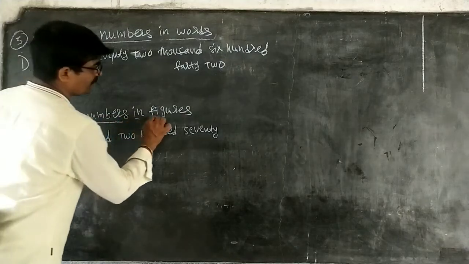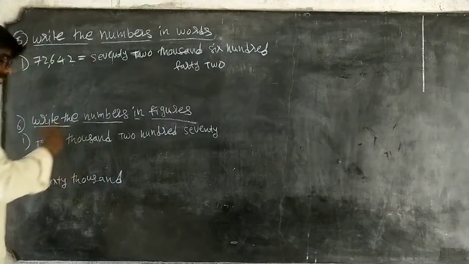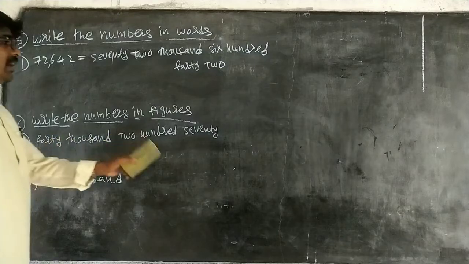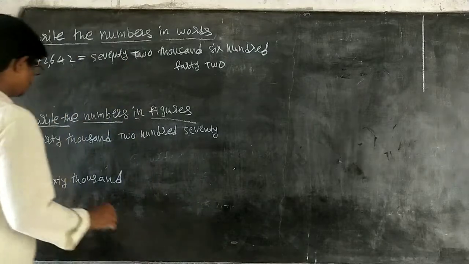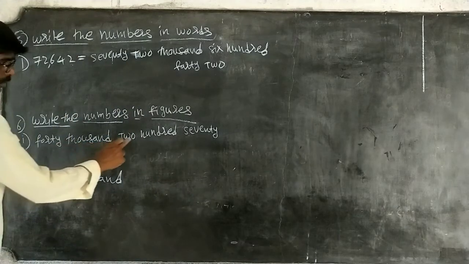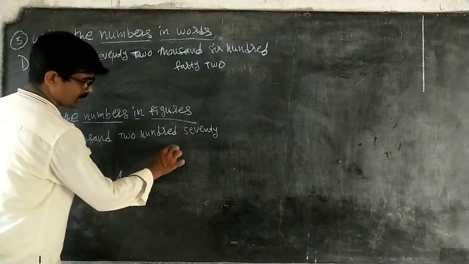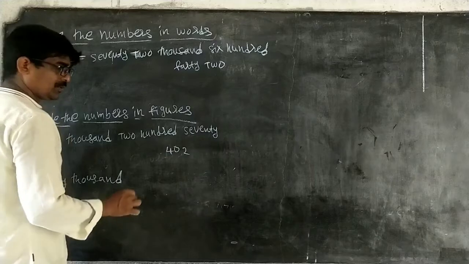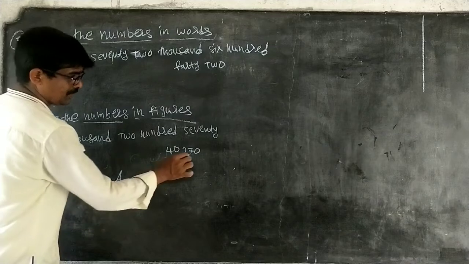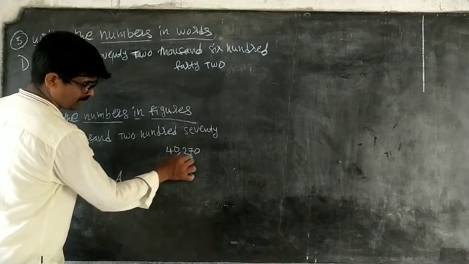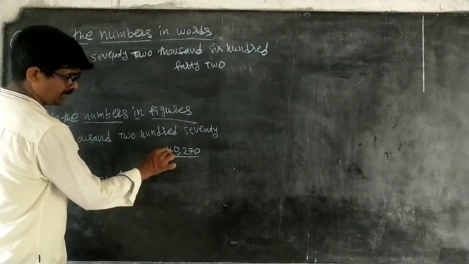Write the numbers in figures. Same as before, only now it is given in words. How to write it in figures? So 40,270. 40,000, thousands, 200, 270, 70. So ones, tens, hundreds after the comma, thousands, ten thousands.